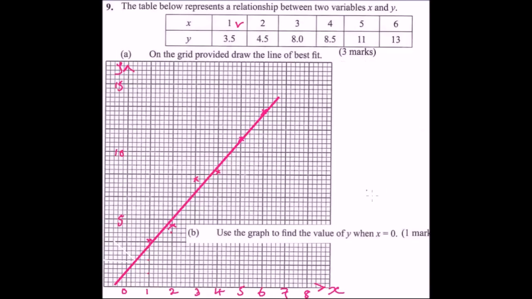Part B of the question: use your graph to find the value of y when x is 0, and there you are awarded 1 mark. So when x is 0, the value of y is 1, because we had assigned 3 small squares to represent 1. So it passes near 1, and therefore we say that when x is equal to 0, y is equal to 1, and because we cannot be very accurate, we say it is 1 plus or minus 0.25. And that's how you do that question to earn yourself 4 marks.